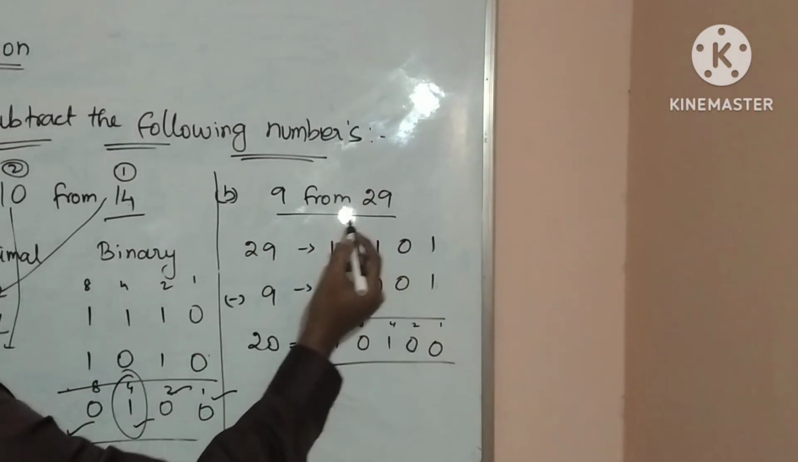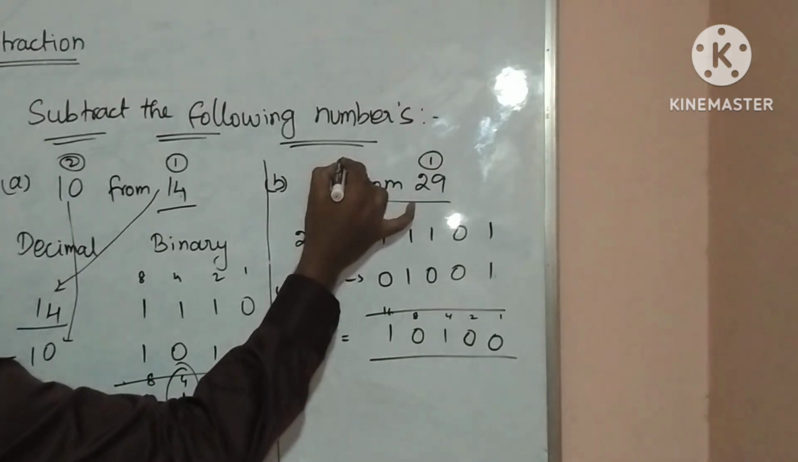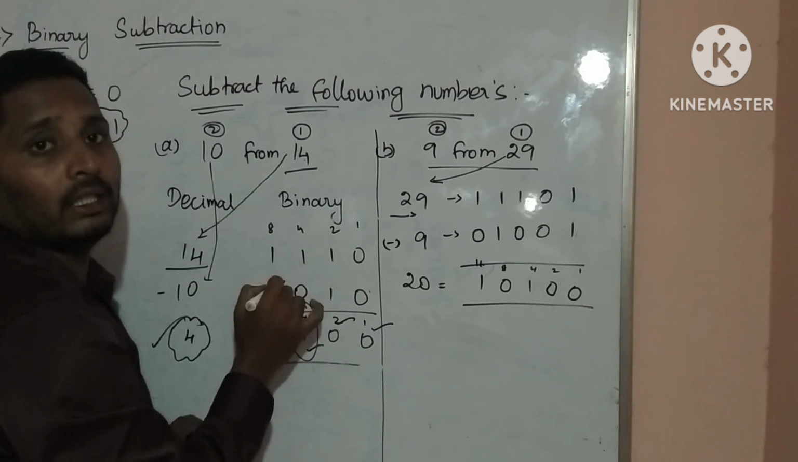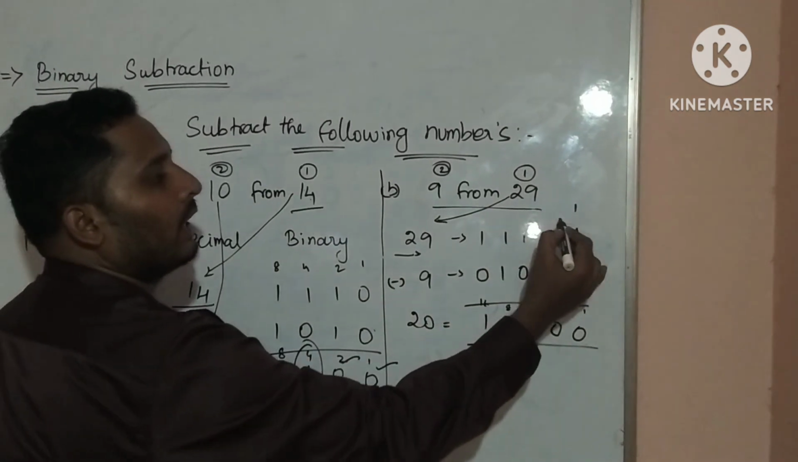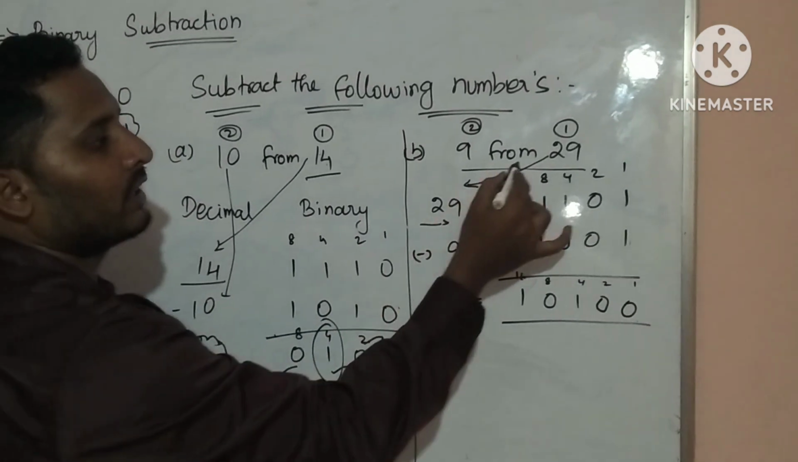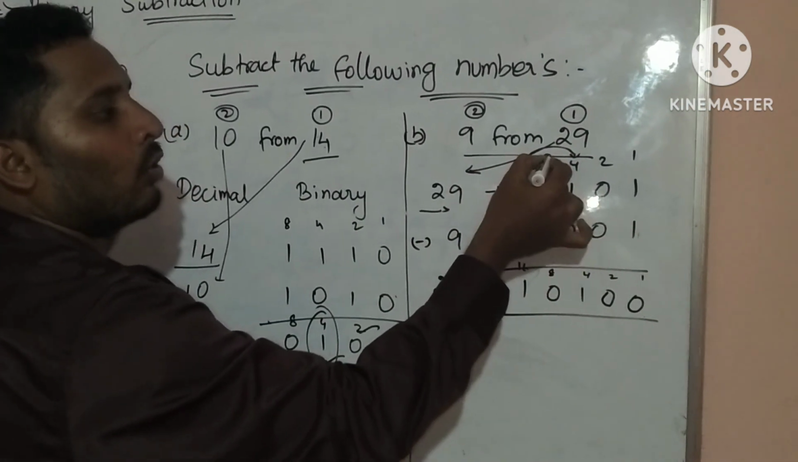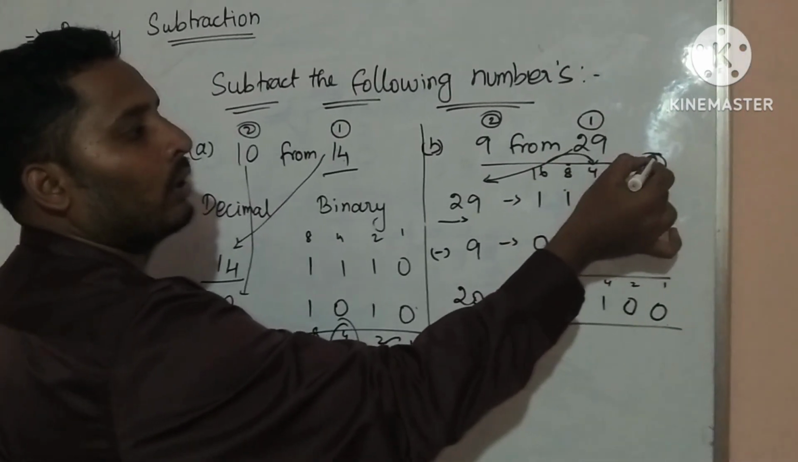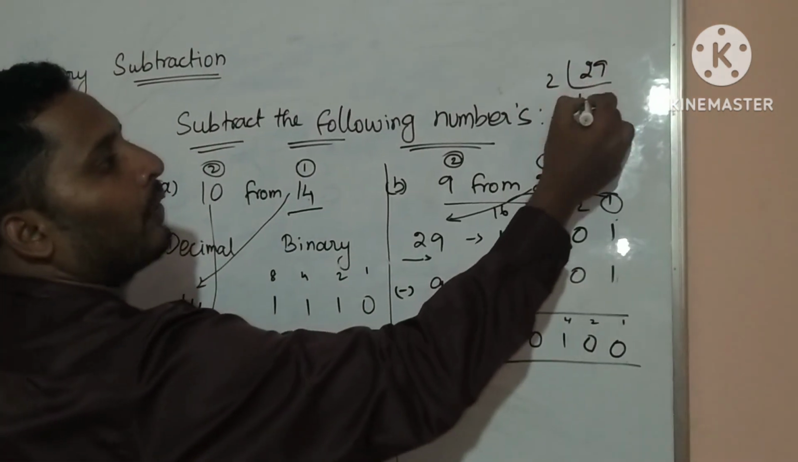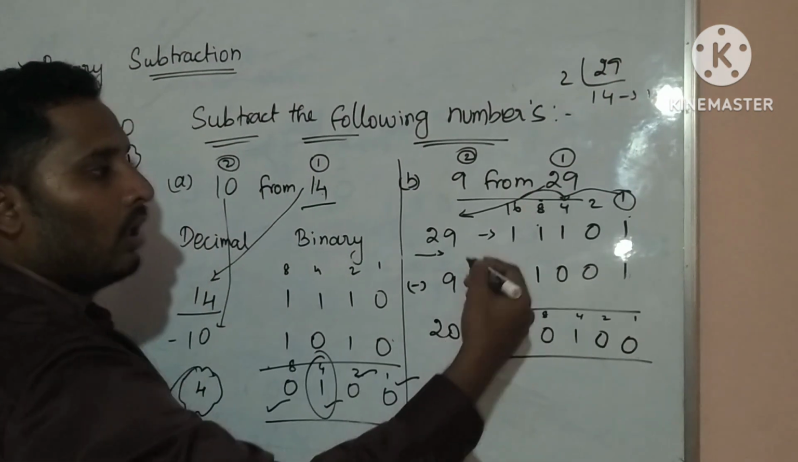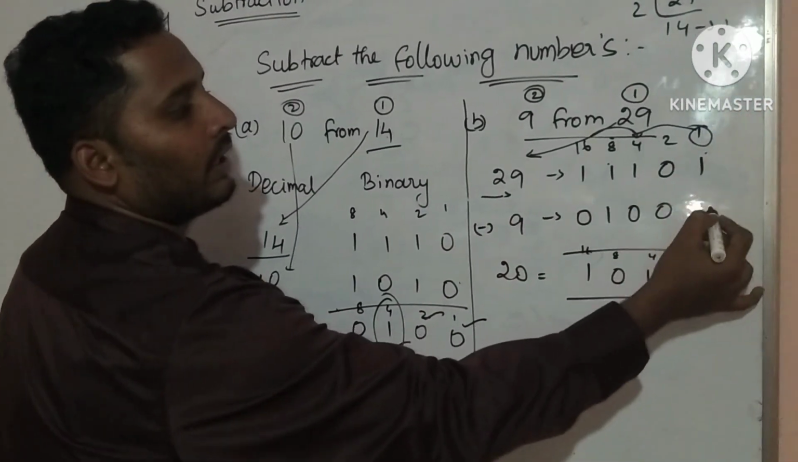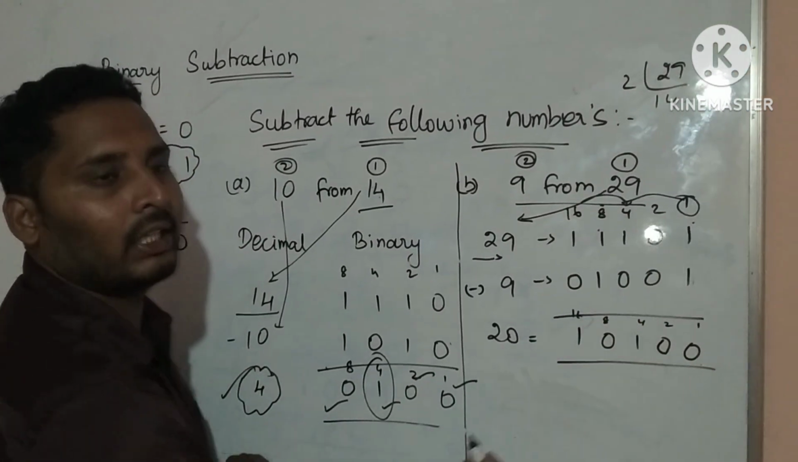9 from 29. So which is my first one? This is my first one, this is my second one. So the first one I am going to write here, 29. With 1, 2, 4, 8, 16 BCD code, if you put 16 plus 4 is equal to 20, 28 plus 1, 29 will come, or else you have to use the LCM method to find it. Like this we have to do. Now I have a shortcut for BCD code. Next 9: here 1 in the 1 place and 1 in the 8 place, total 9 it will become.